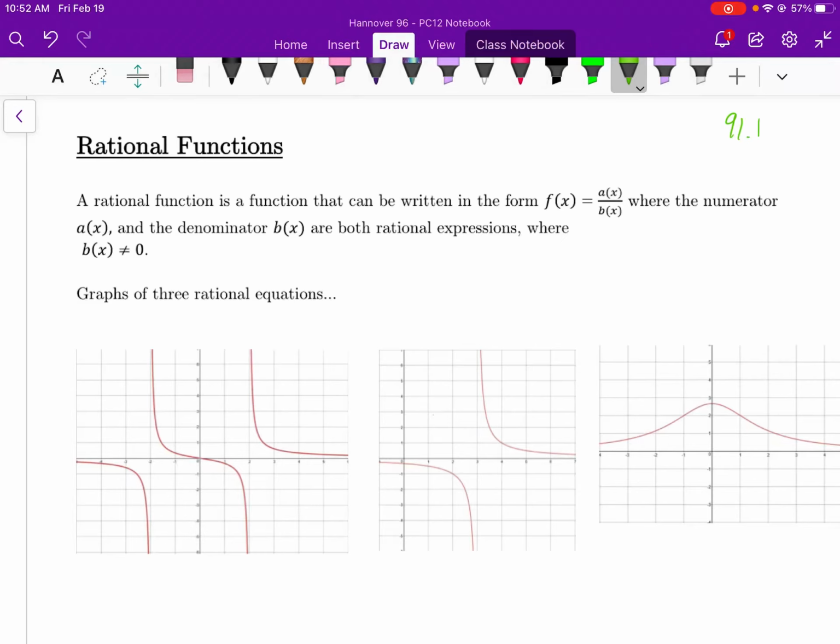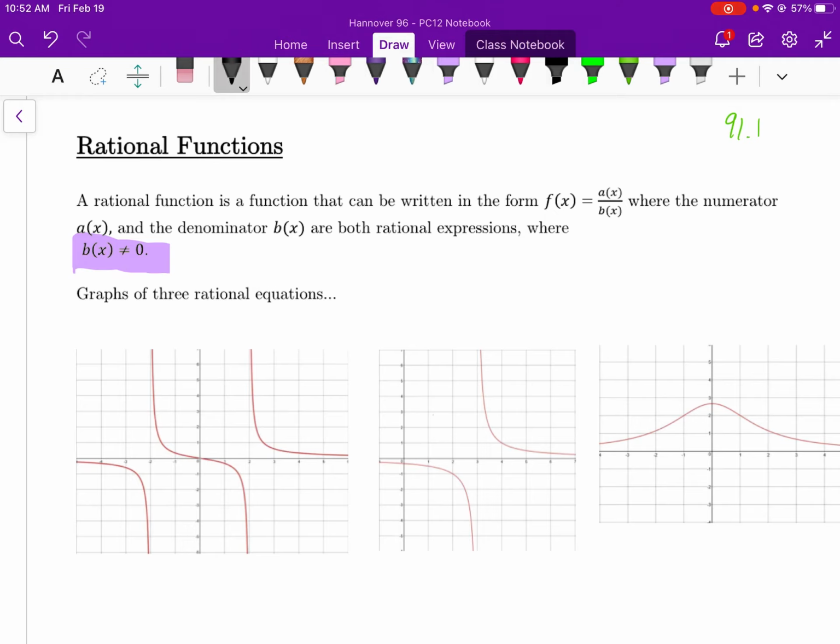Rational functions. A rational function is a function that can be written in the form f of x is equal to a of x over b of x, where the numerator a of x and the denominator b of x are both rational expressions. Also, we need to consider a non-permissible value: b of x must never be equal to 0. That is, our denominator can't be equal to 0.